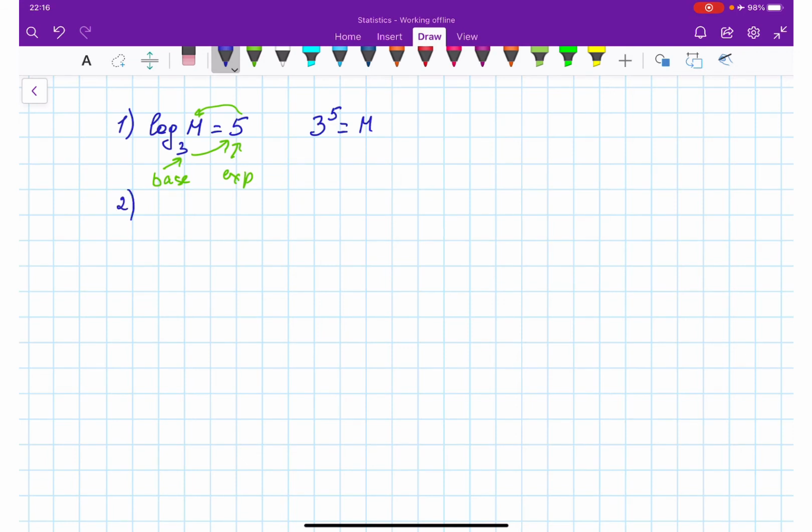Okay, question number 2. Log 125 by base 5 is equal y. So it's going to be 5 to power y is equal 125. 5 to power y is equal 125.